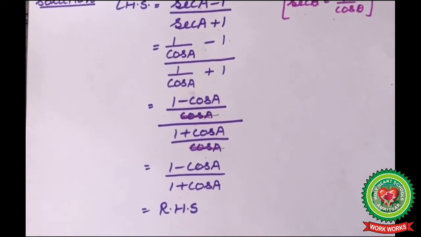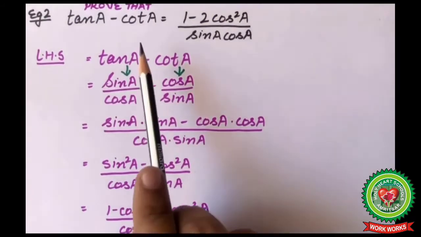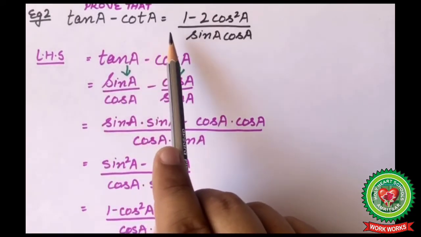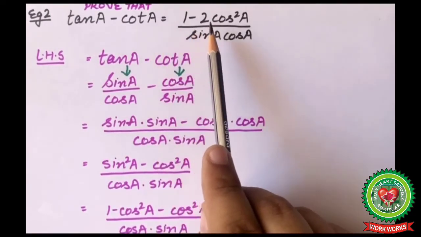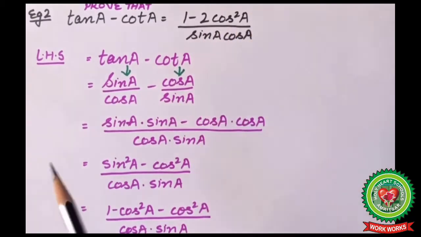So let us discuss some more examples based on solving the trigonometrical identities. The second example that we are going to discuss is prove that tan A minus cot A equal to 1 minus 2 cos square A upon sin A cos A.